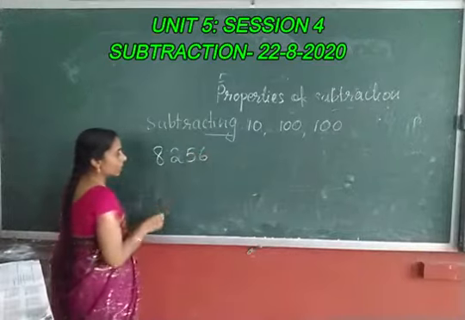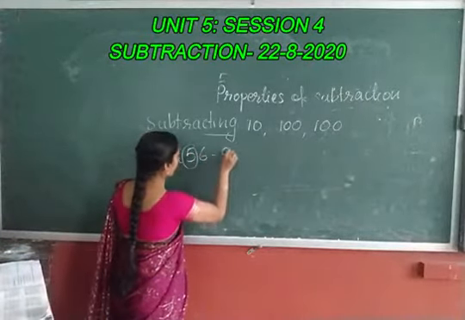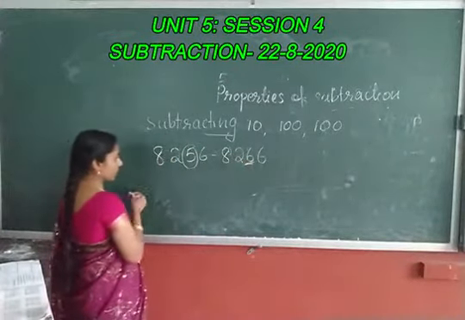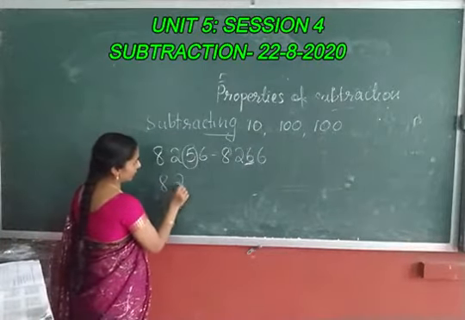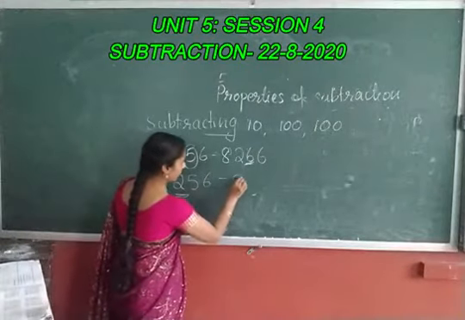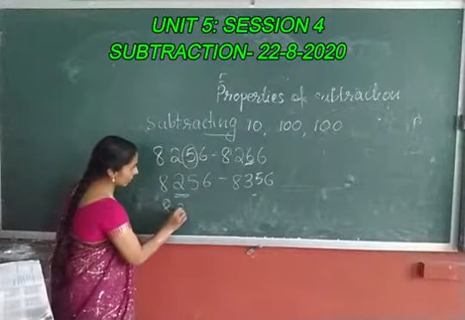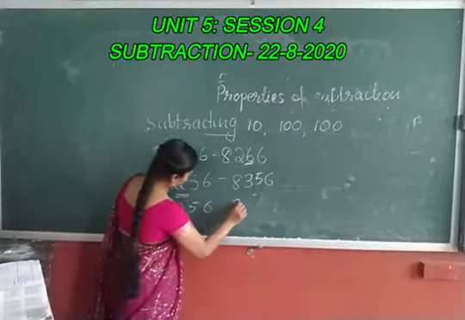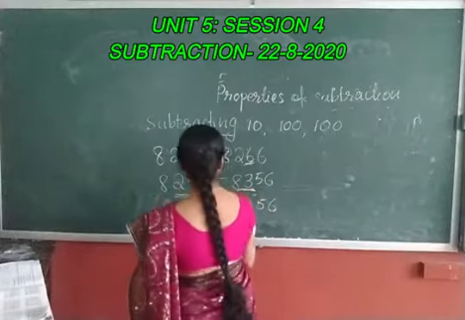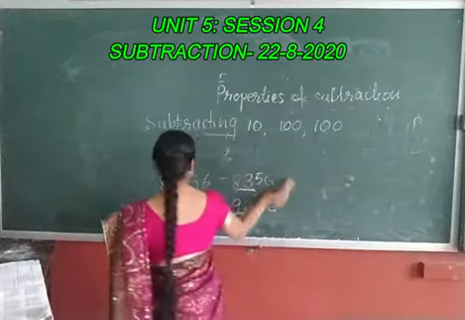Here, 8,256. Addition by 10, we have got 8,266. Only this number changed. Addition by 100, 8,256: the 2 changed, 8,356. Addition by 1000, 8,256: 9,256. All other numbers are unchanged. Okay. The same way in subtraction also.